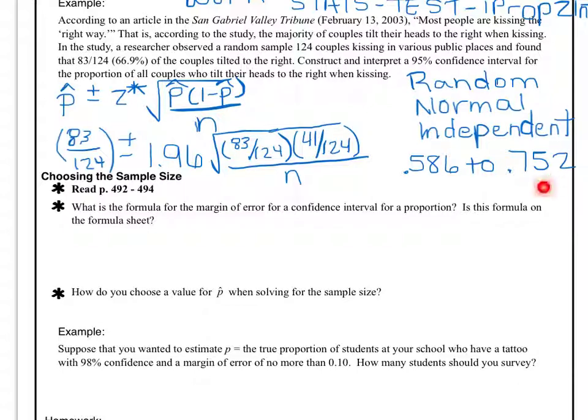So there are 2 ways that I could reduce that margin of error and make this interval smaller. One is to reduce the confidence level. But often I don't want to do that because that makes me less confident in what I'm doing. So the other is to increase the sample size.